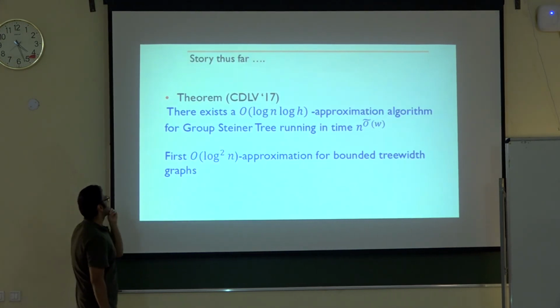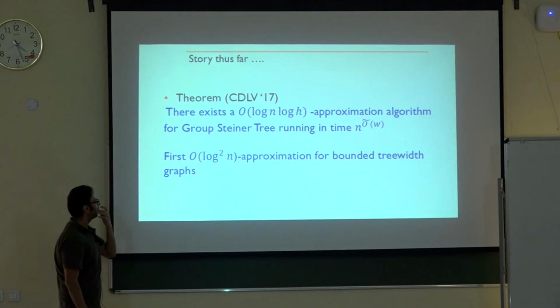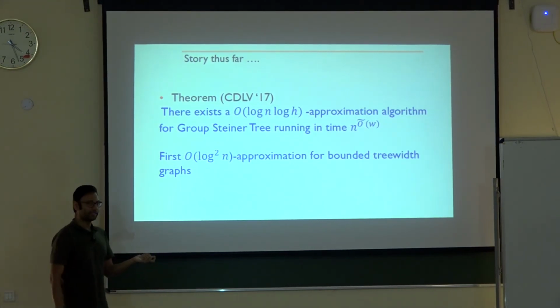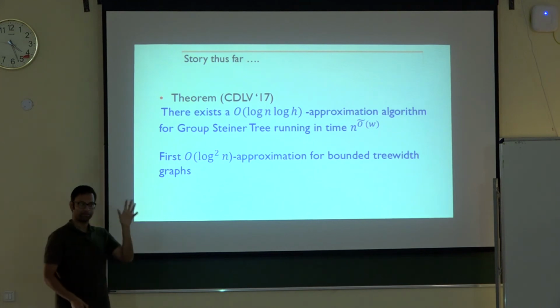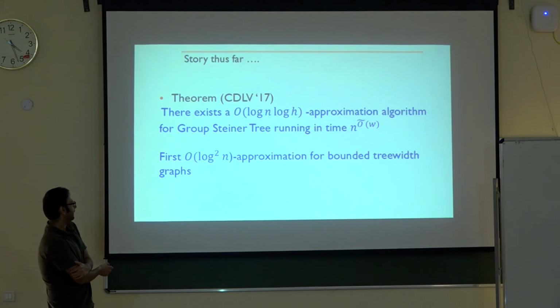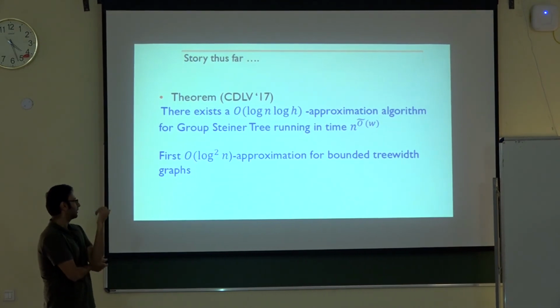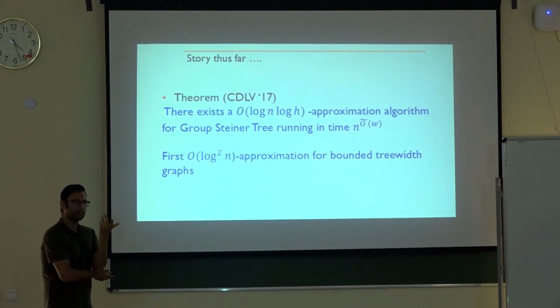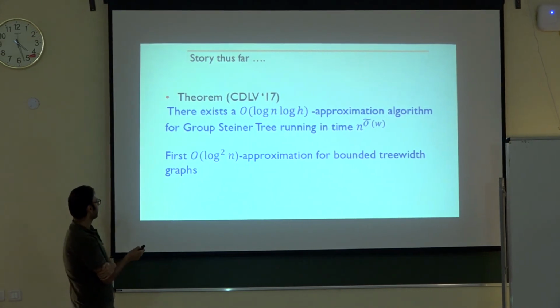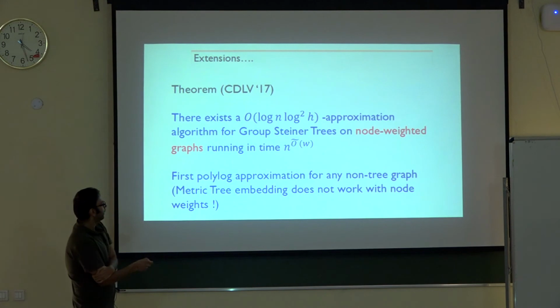Okay, so let's just wrap up. We give a log n times log h approximation for Group Steiner tree that runs in time n to the power of roughly order w. I'm hiding a log factor here. This is the first log square n approximation for bounded treewidth graphs. So if w is a constant, then the result will follow in polynomial time.